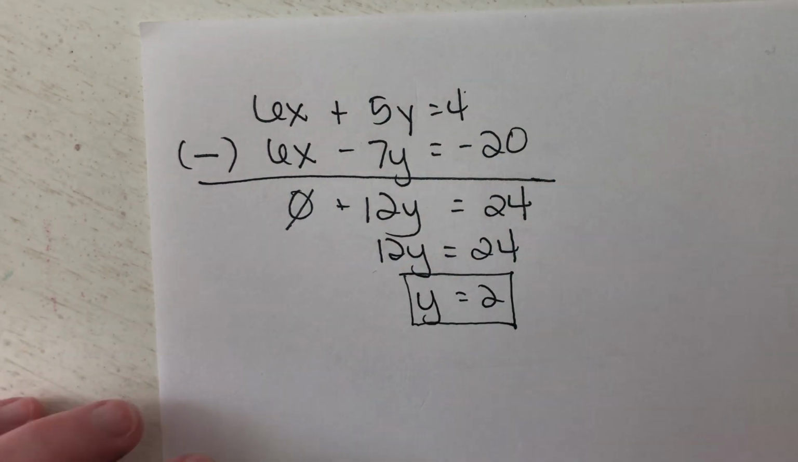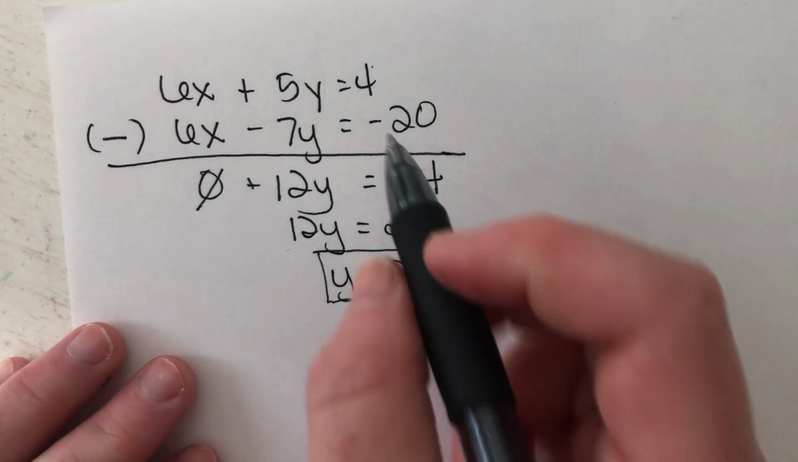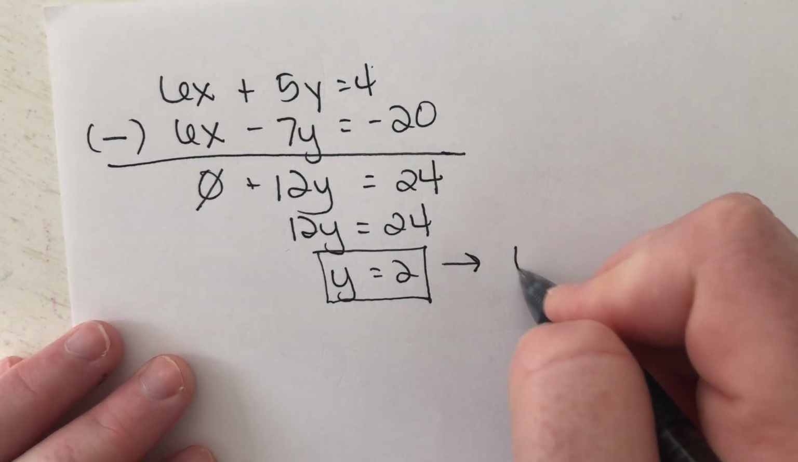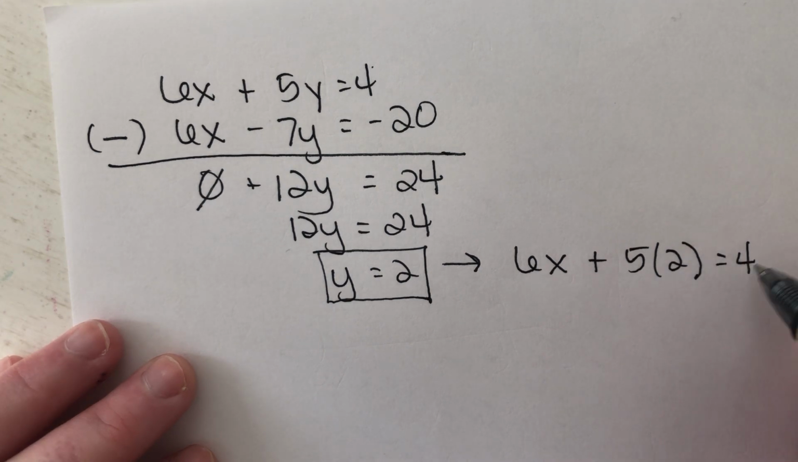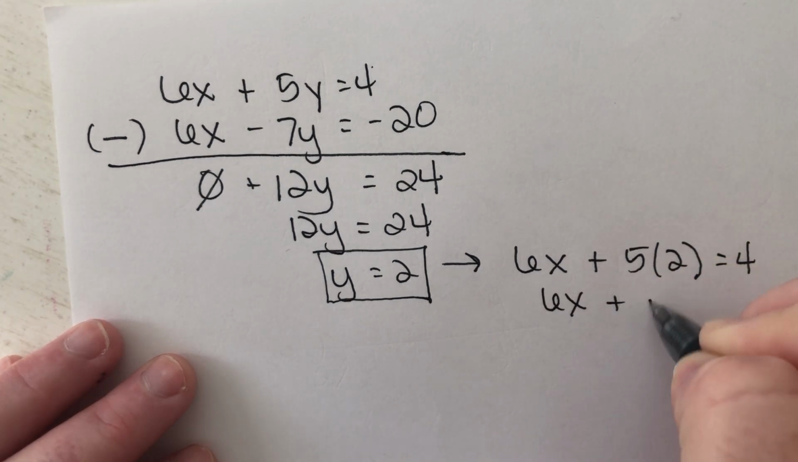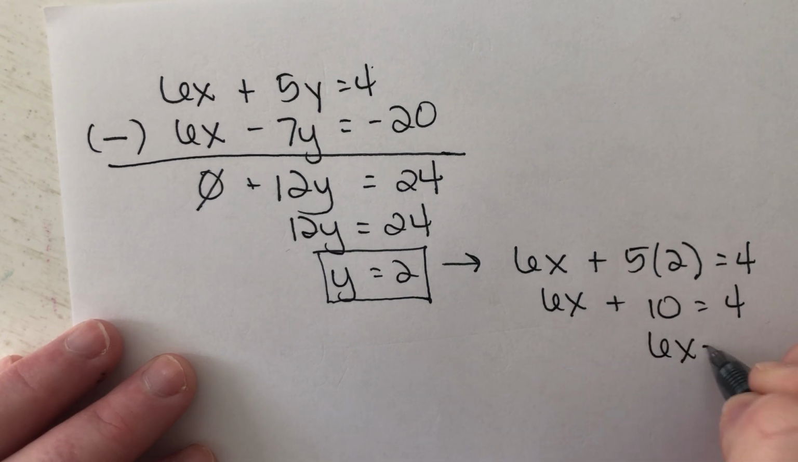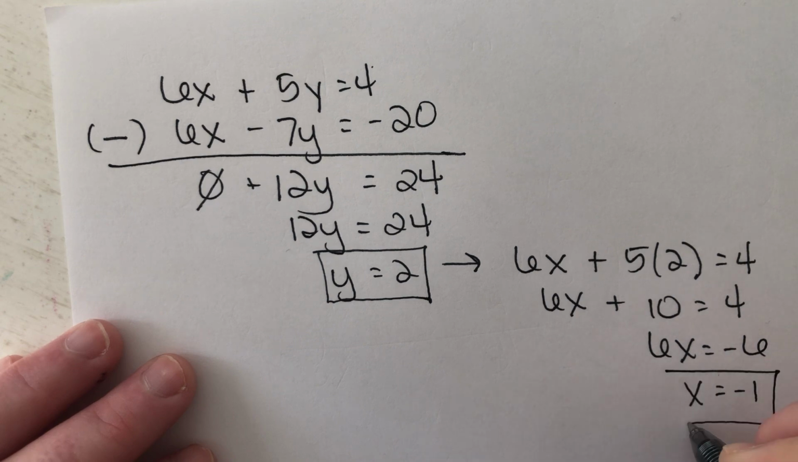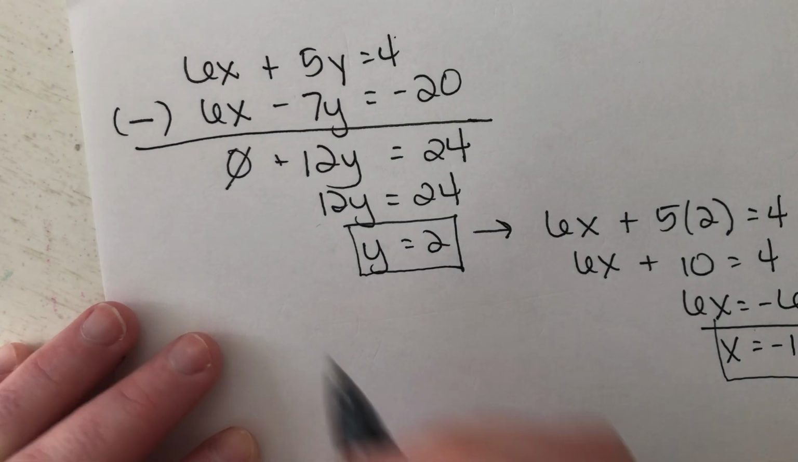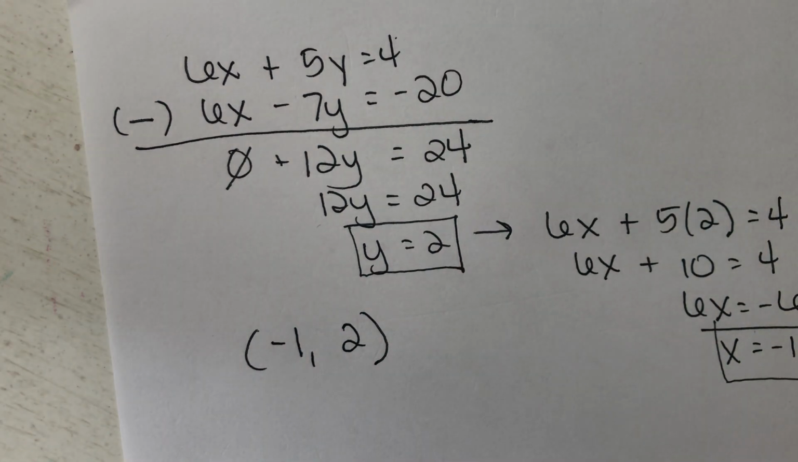And once we solve for the first variable, again, we just use substitution to solve for the next. I'm going to just plug it back into this top equation. 6x plus 5 times 2 equals 4. 6x plus 10 equals 4, minus 10, so 6x equals negative 6, and x equals negative 1. So my solution here is negative 1, comma 2, x, comma y.